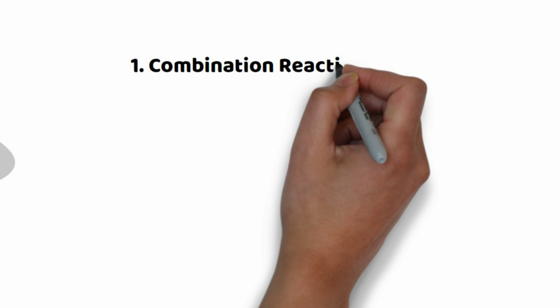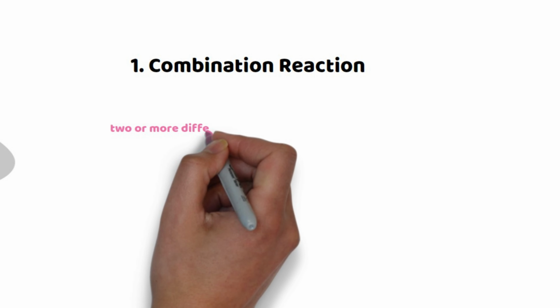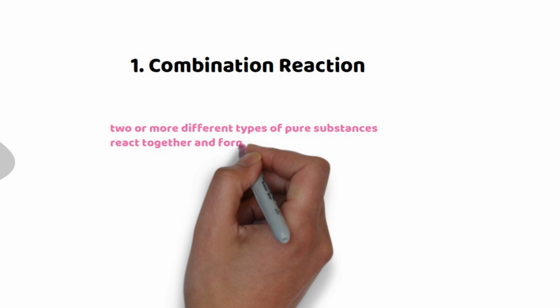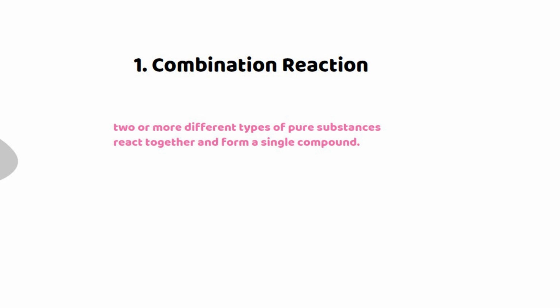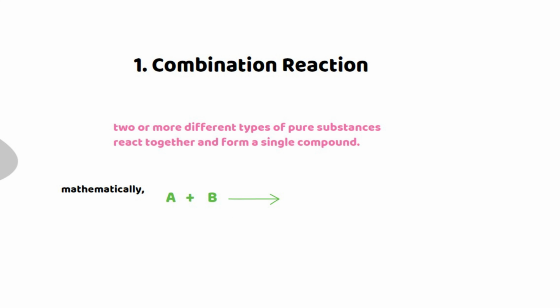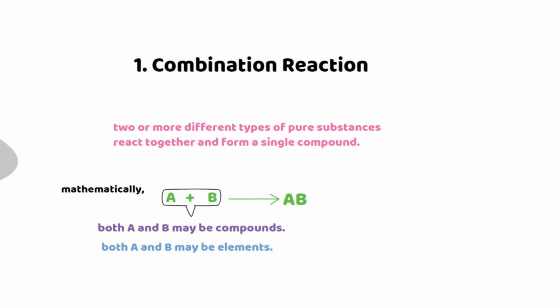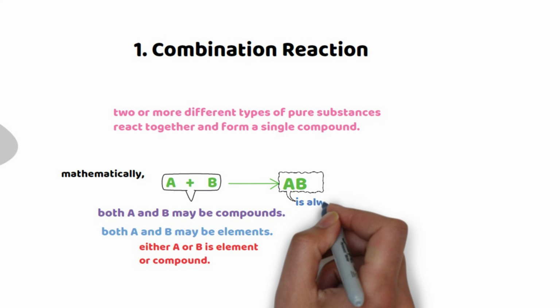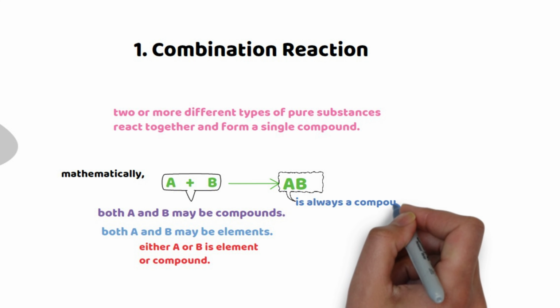Let us start with the first one, combination reaction. When two or more different types of pure substances react together and form a single substance, such type of reaction we call combination reaction. A plus B to form AB. Now, when you look, A and B may be compounds, or A and B may be elements, or either A or B is an element or compound. But AB is always a compound.